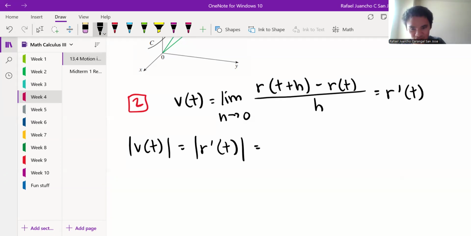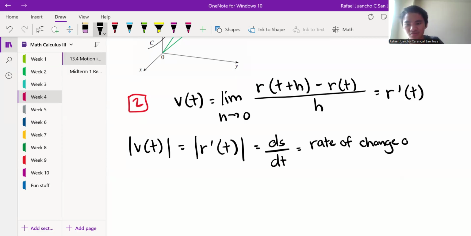Well, this is actually just from a previous lecture on, I think this was arc length and curvature. I'm going to explain what this ds/dt means. It's the rate of change of distance. Change of distance just means speed with respect to time.